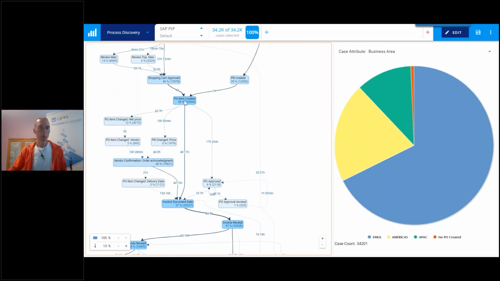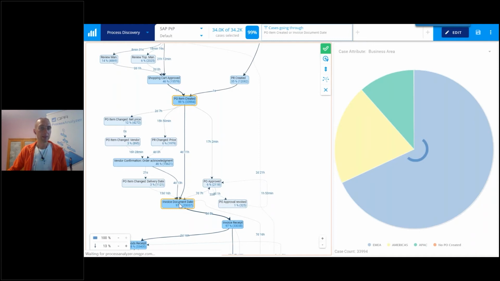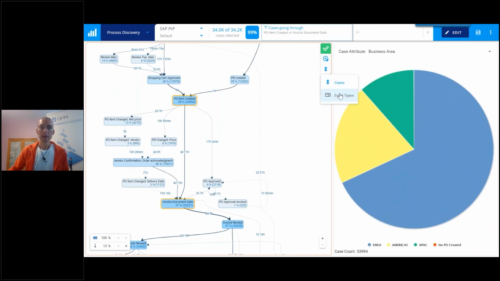So now with QPR Process Analyzer, you can simply take these 2 events and then say that I want to only include these 2 event types.